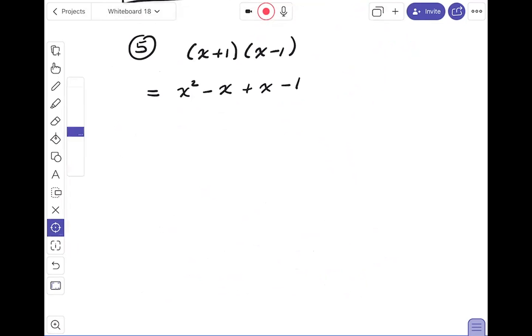Let me explain what I did over here. X times x is x squared. X times minus 1 is minus x. Then I took this 1 times x is x, 1 times minus 1 is minus 1. You would expect it now to add terms together. What would you get? X squared minus 1.